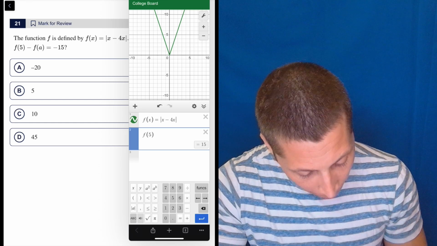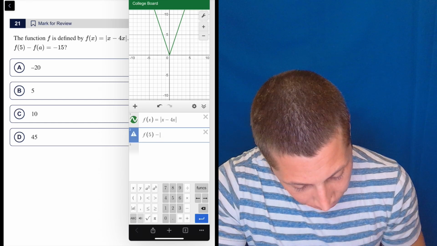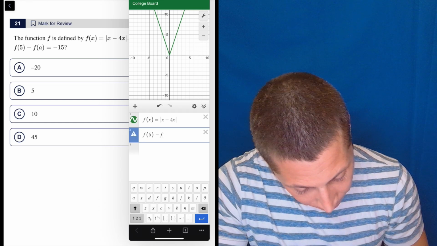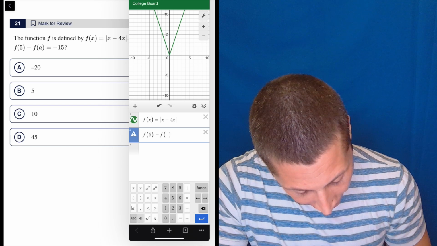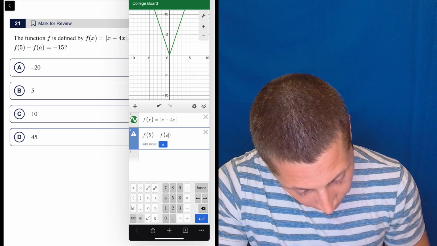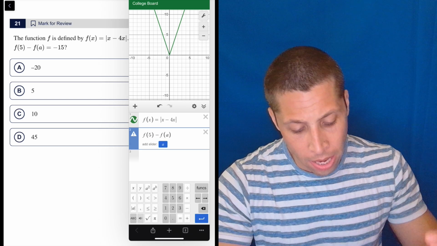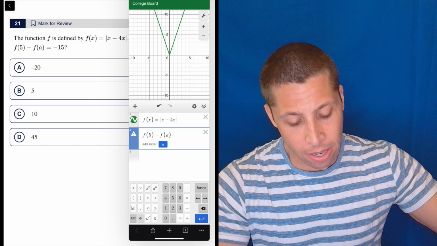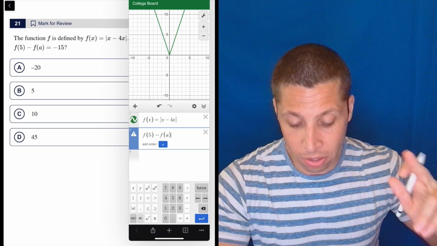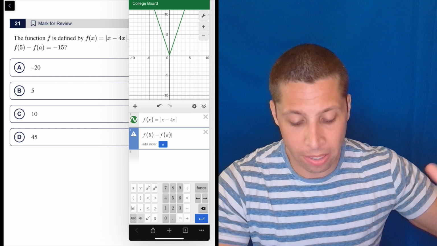But let's finish the job here. So f of 5 minus f of a. Let's go back to that f of a. And here we're going to have a problem. Yes, good. It doesn't know what the a is. Now, I think there's one thing I could do with Desmos, but I'm going to just stick with what's written here, right? Because I want this to equal negative 15.